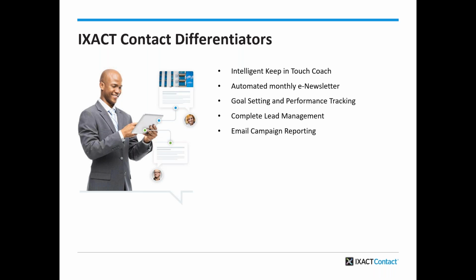The emailing has email campaign reporting. So if you've been using something like MailChimp or Constant Contact to send out your emails, you'll be familiar with being able to see your open rates, and you can drill down into who opened your email and how many times and who clicked on a link. All of that's included in the email marketing portion of the platform.